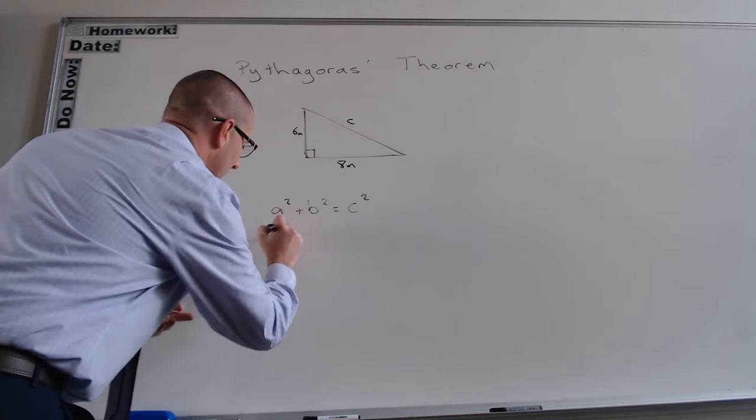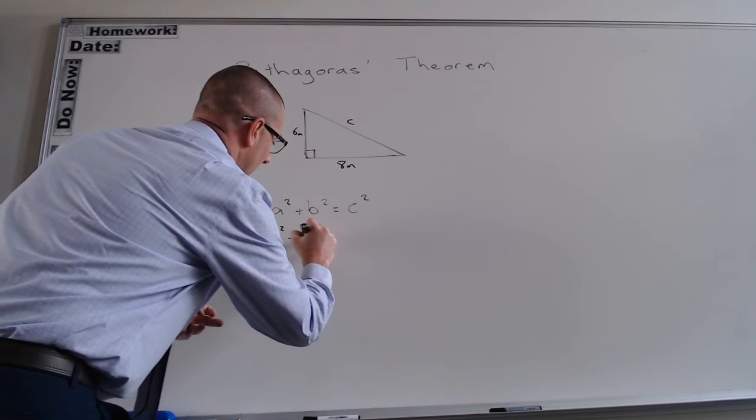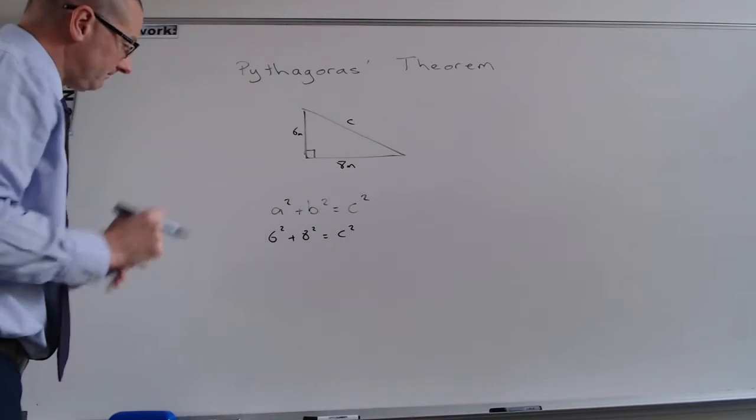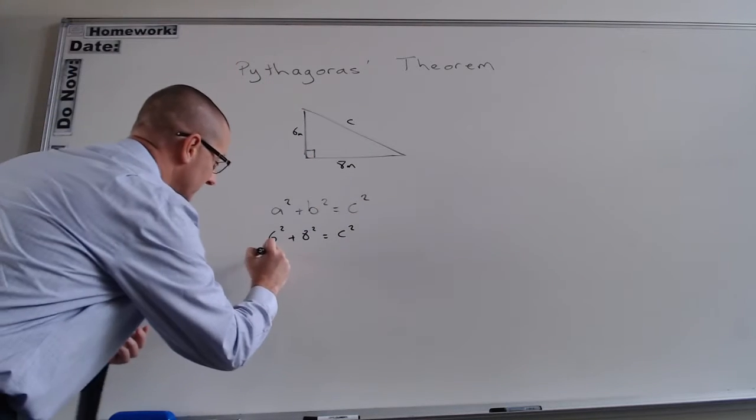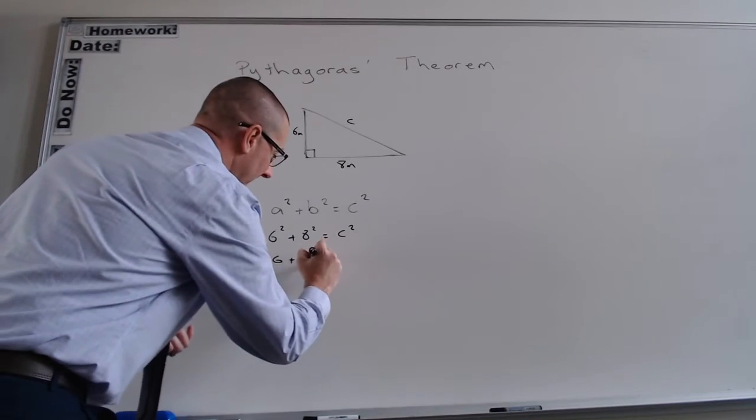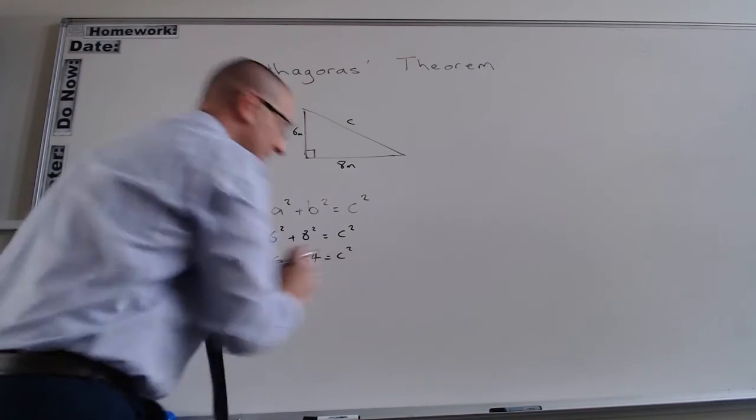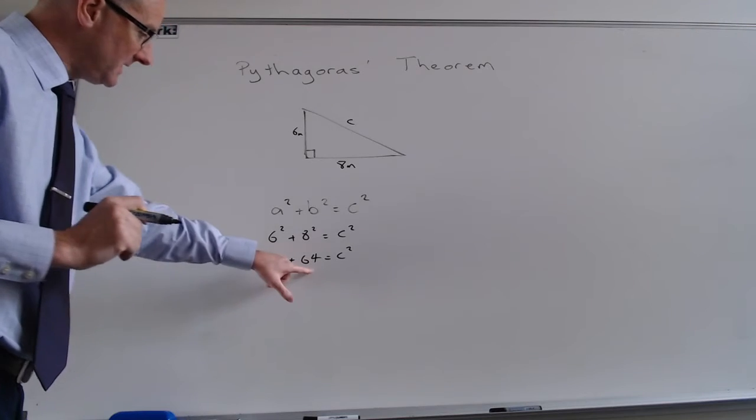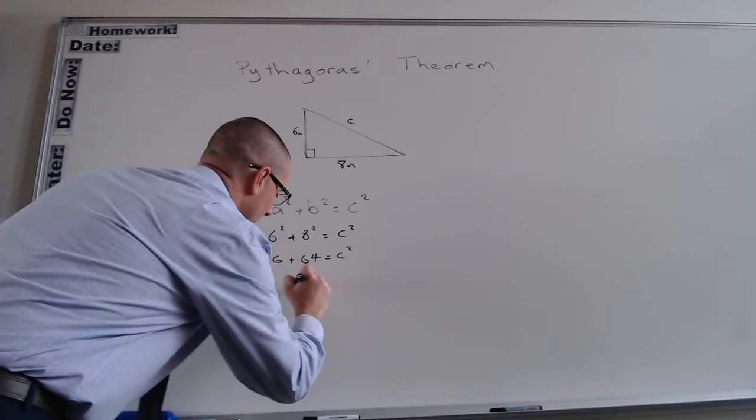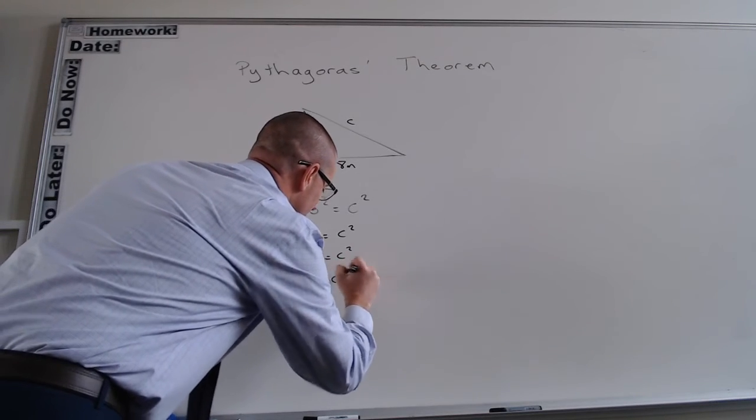So let's write that down. If we say 6 squared plus 8 squared, that's going to be equal to c squared. Now 6 squared is 36. 8 squared is 64. And we know that's equal to c squared. 36 plus 64 would give us 100. So we can say 100 is equal to c squared.